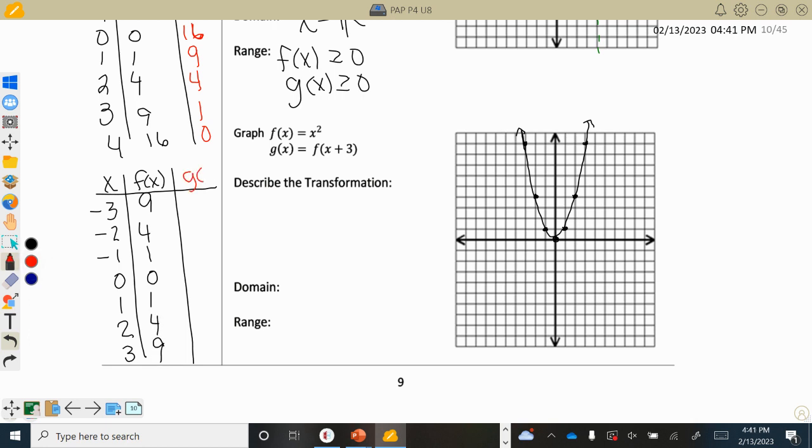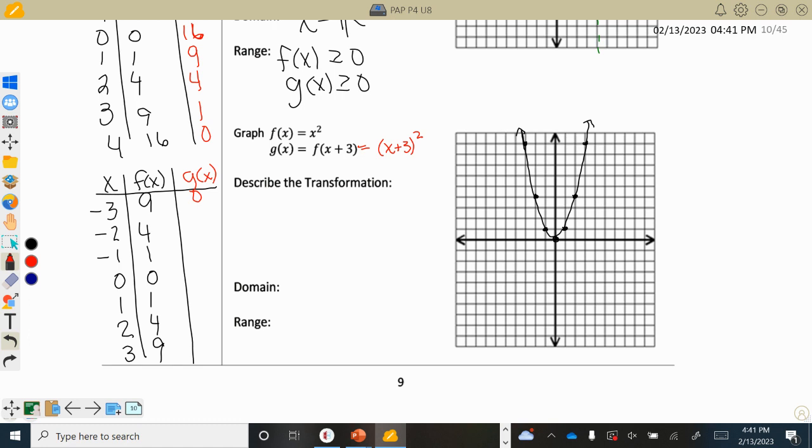This time g of x, we're going to add 3. That's in our function notation form. It says f of x plus 3. Remember, f of x is x squared. When it says f of x plus 3, that means the 3 is going in the parentheses with the x, and that whole thing is being squared. So this is the same as saying x plus 3 squared. If I take -3 plus 3, I get 0. And when I square 0, I get 0.